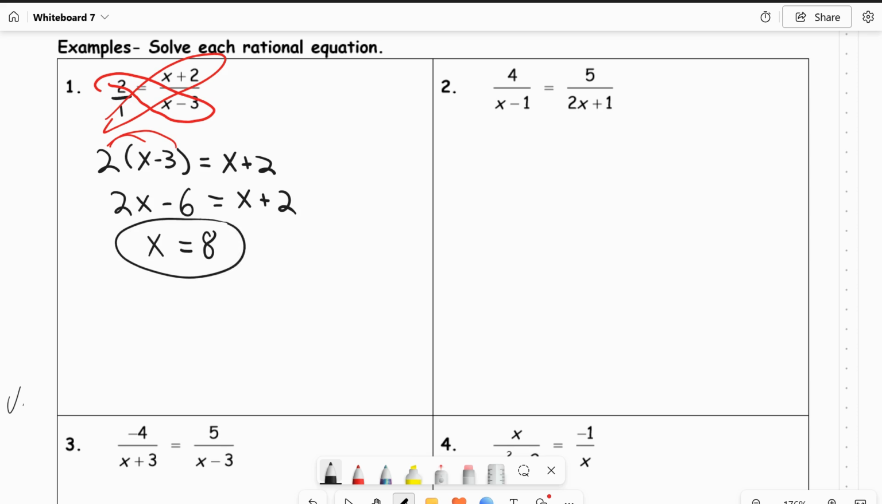From here, before I can really make that an official solution, I would go ahead and substitute 8 back into my equation. If you were to do the math, yes, 8 would be a solution.